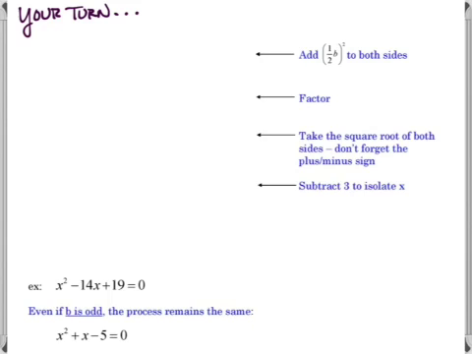I can't remember what I did. Okay, so we start with that. And I want to look at just this piece. Well, first off, I'd ask myself, does this factor? So 19 is a prime number. Only thing that's going to multiply to 19 is 19 and 1, and I can't get to 14 from that. So I'm going to try to complete the square.